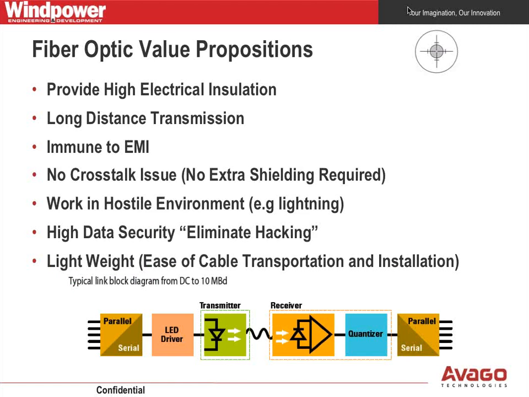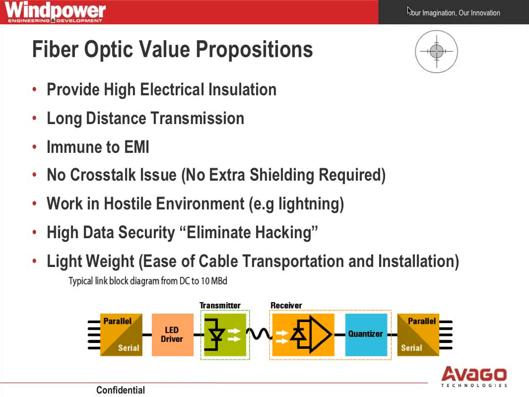The second point is long distance transmission. I don't want to imply that it's only long distance, but certainly that is one of the values of fiber optics in general. For plastic fiber, we can go anywhere from very short, less than a meter, all the way out to 100 meters or so. And then we have technologies that allow us to go longer distances. So basically, fiber allows us a continuum from very short lengths all the way to very long lengths.